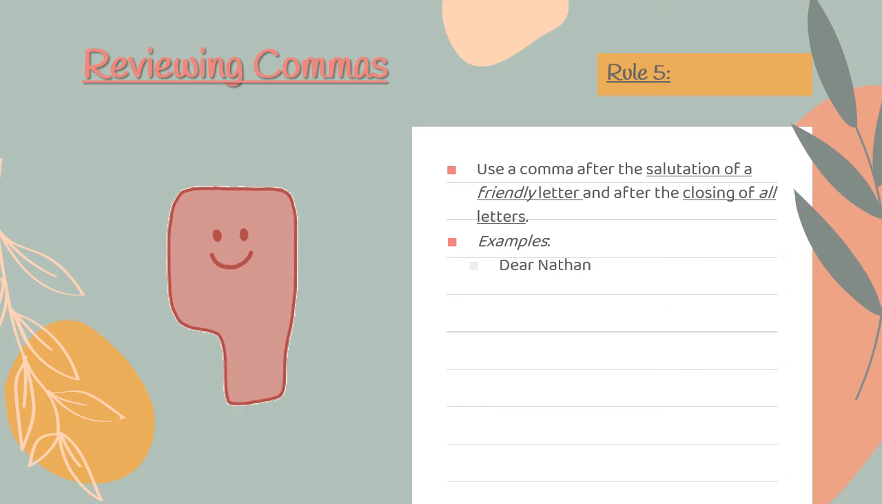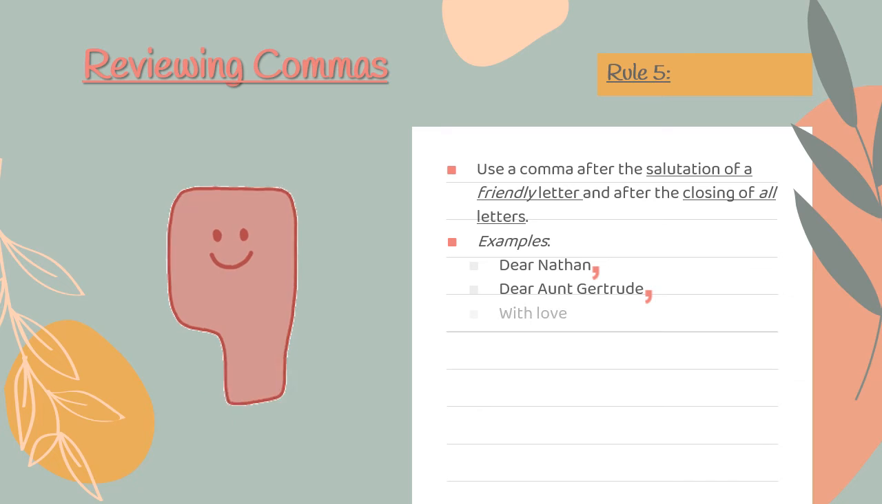Dear Nathan, this is a salutation. It's a friendly letter. You're writing it to a person you know. It's not to a business or anything like that. So we need a comma after Dear Nathan, and then you'll start your letter. Dear Aunt Gertrude. Again, it's familiar. You're not writing it for any business reasons. So we need a comma. Dear Aunt Gertrude, comma, start your letter.